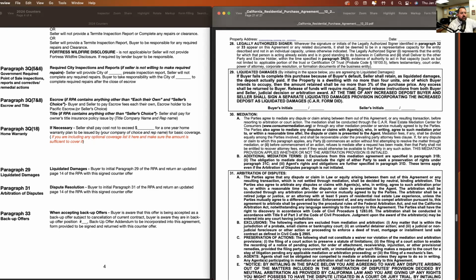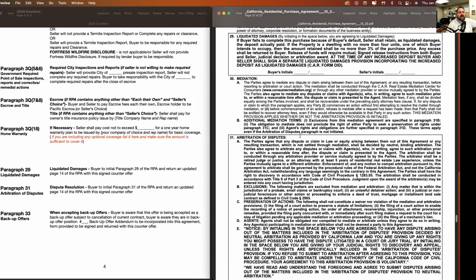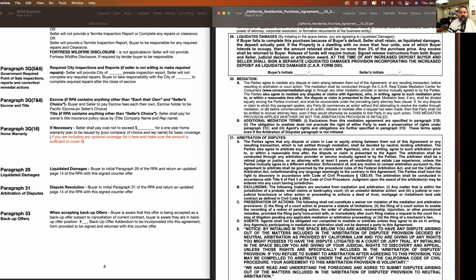And the same thing goes with the dispute resolution. These two paragraphs, if they're going to be incorporated, have to be initialed by both parties. Okay. That's how it has to work.